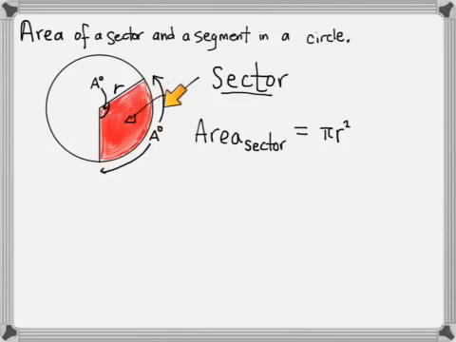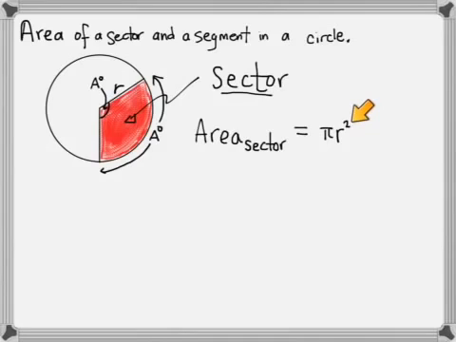So if this was, say, 90, that means we would have a right angle in the middle. Then we would have a quarter of the circle. 90 divided by 360 is 1/4. We'd have a quarter of the circle, and so we'd have a quarter of the area in here. And that's how we complete the formula over here.